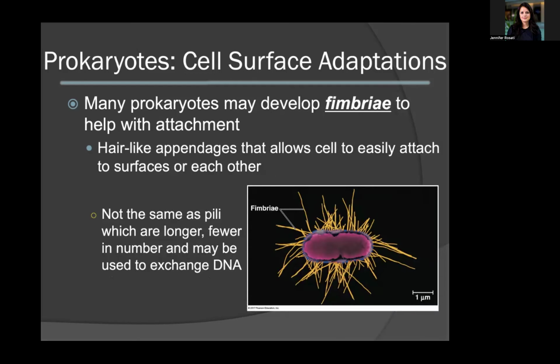Many prokaryotes can develop fimbriae to help with attachment. These are hair-like appendages that extend from the cell surface that allow the bacteria to easily attach to other surfaces as well as each other. Note that these are not the same as pili, which are much longer, fewer in number, and primarily used to exchange DNA between bacterial cells.